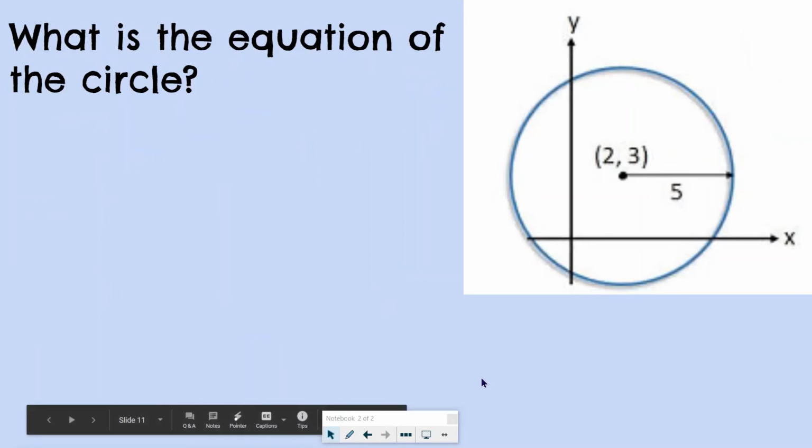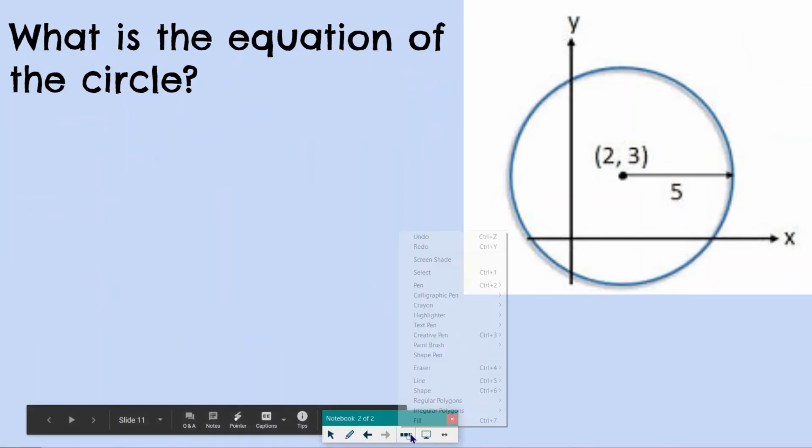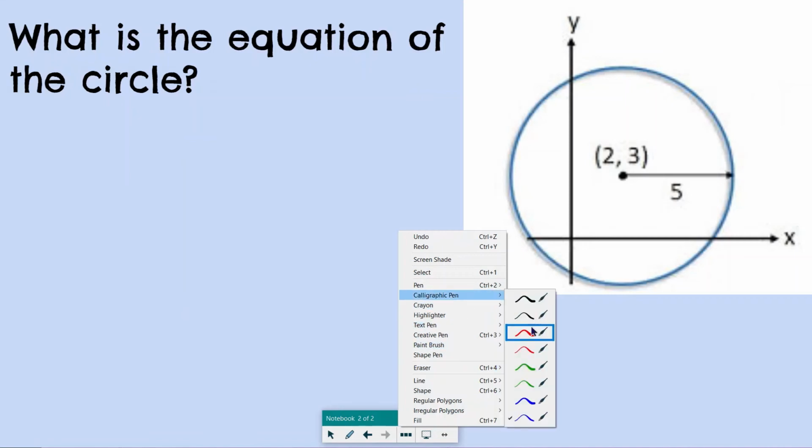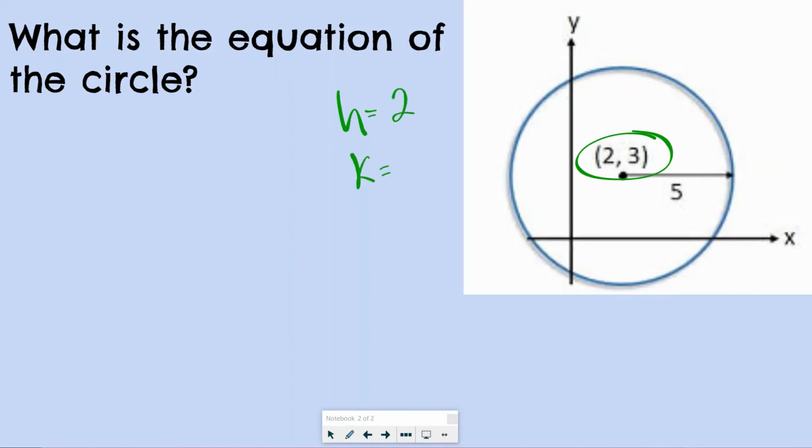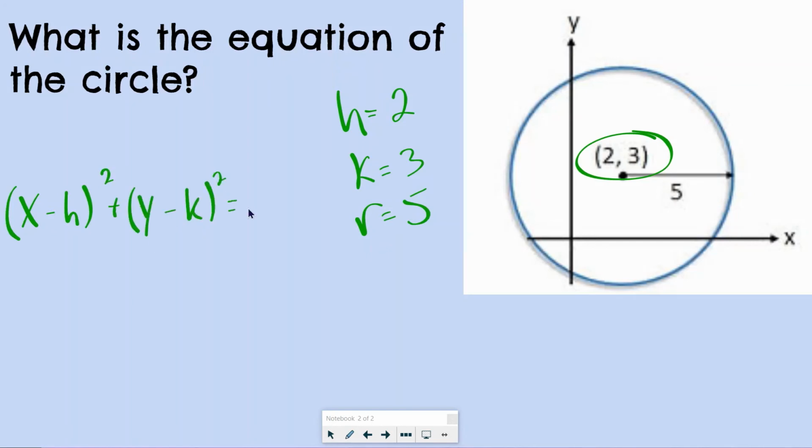So I'm looking to find the equation of that circle. So I know the center. My h is 2, my k is 3, and my radius, I also know, is 5. So I'm just going to reference the general form of that equation first. X minus h squared plus y minus k squared equals the radius squared. Honestly, for this one, it's just plugging those 3 numbers in. It's just taking those 3 and plugging them into the right spots.